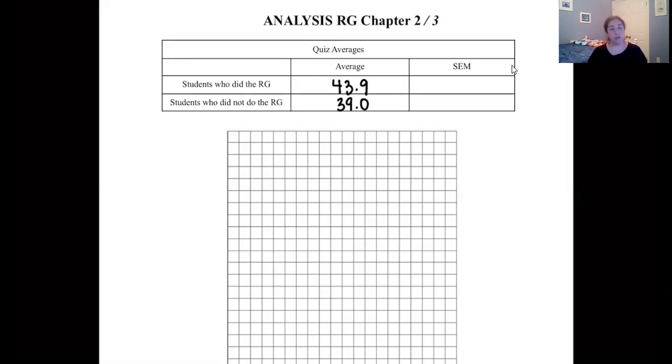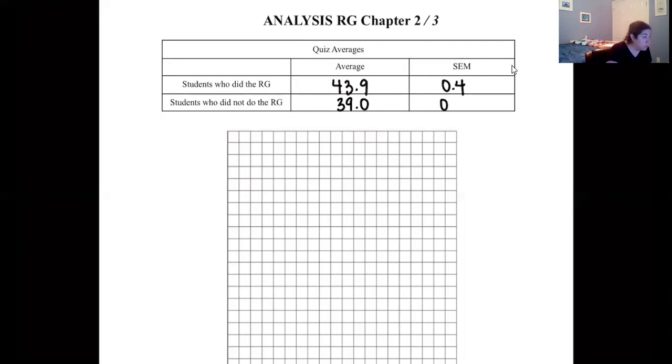But again, we're going to use our SEM bars to help us see, is there really truly a difference? Where does the true average for those students who completed the reading guide lie? And where's the true average for the students who didn't do the reading guide? In order to do that, you need to know what the SEM is, and the SEM will always be calculated or given to you in a data table. You will not be asked to calculate the SEM.